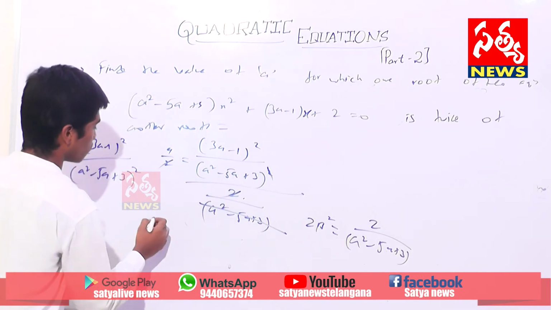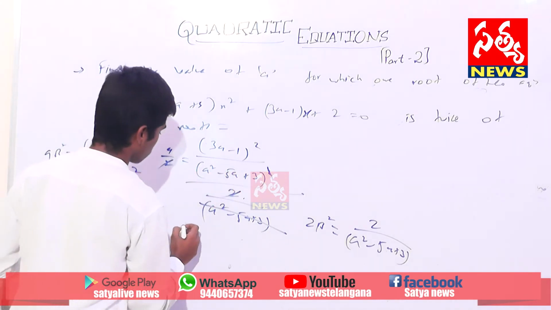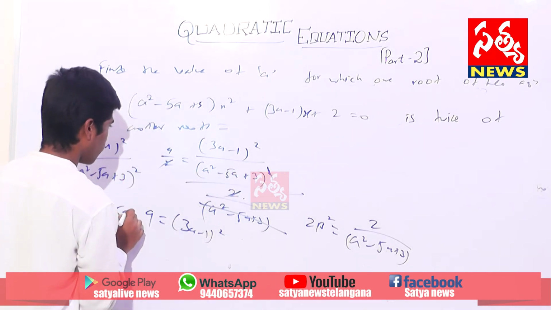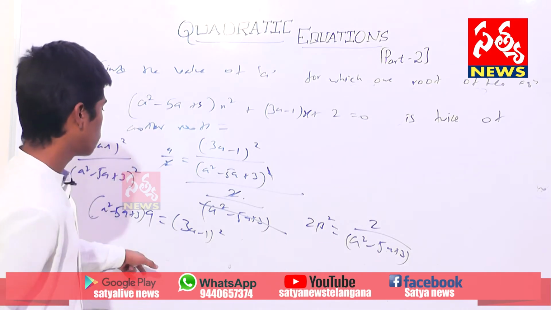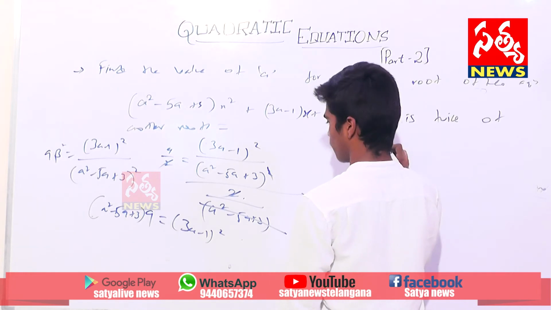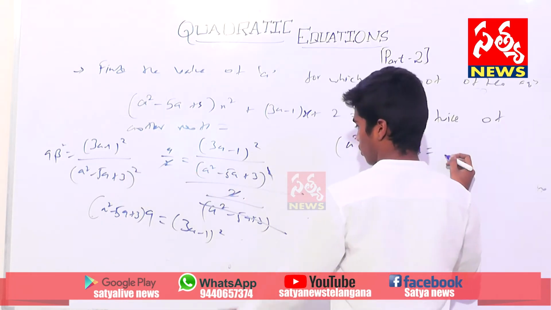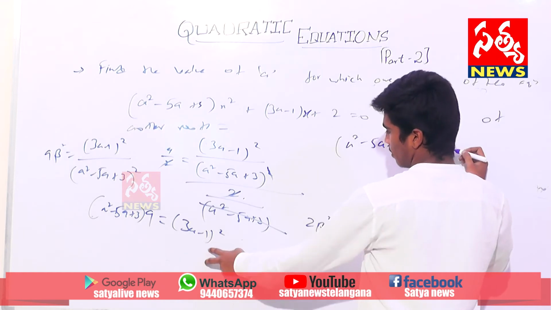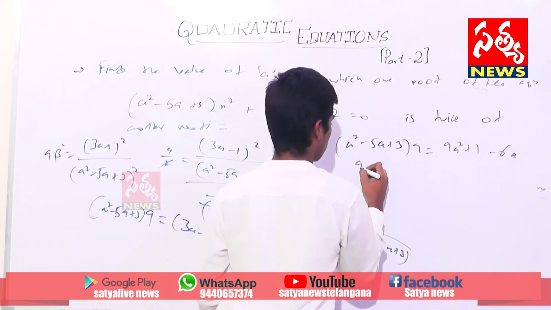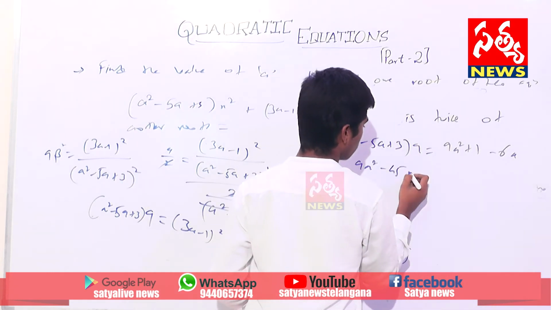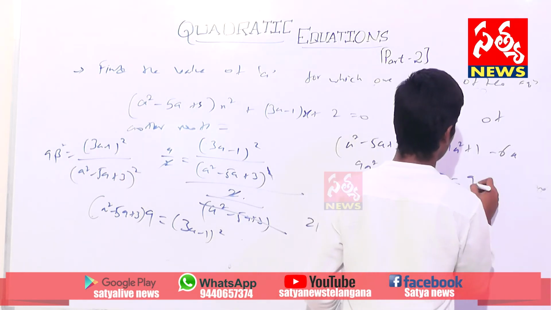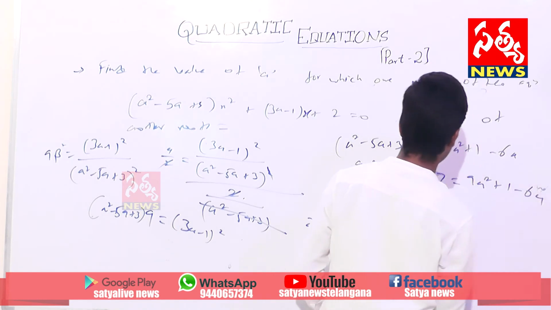9 is equal to (3a minus 1) whole square into (a square minus 5a plus 3). So this is the final equation. Now normally solve it. (a square minus 5a plus 3) into 9 equals (3a minus 1) whole square, which is 9a square plus 1 minus 6a. 9a square minus 9 fives is 45a, 9 threes is 27, equals 9a square plus 1 minus 6a.